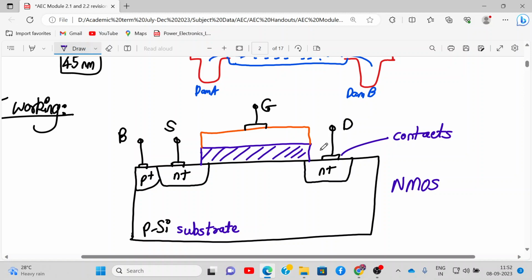Okay, we have a metal, we have a gate. This is made up of aluminum. This is the metal, made up of aluminum, and this is my oxide layer, which is made up of SiO2.